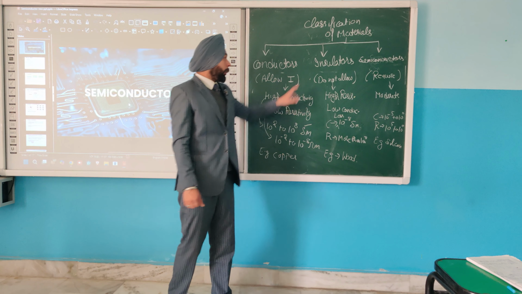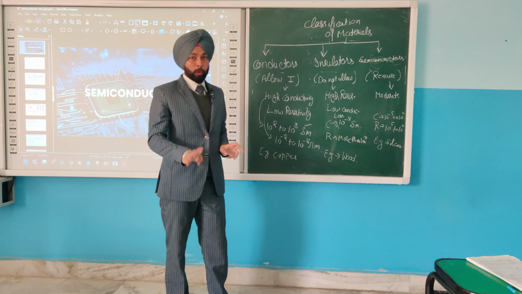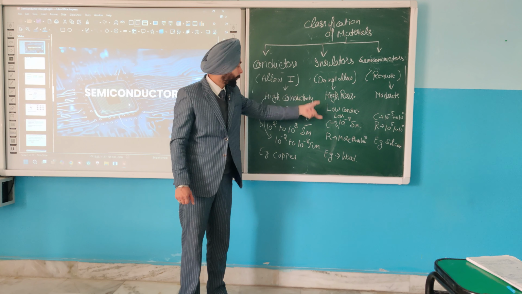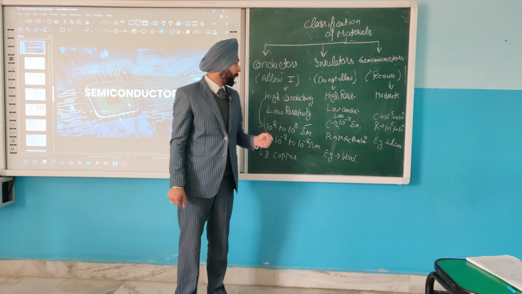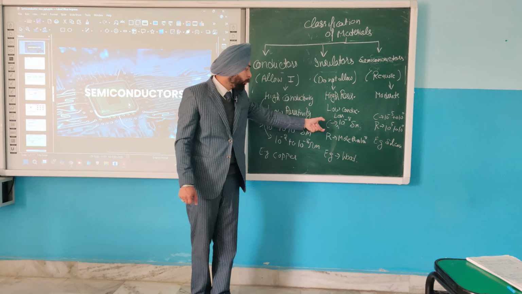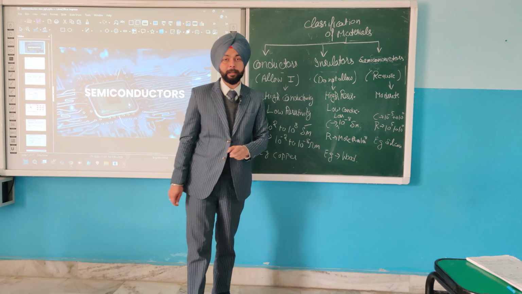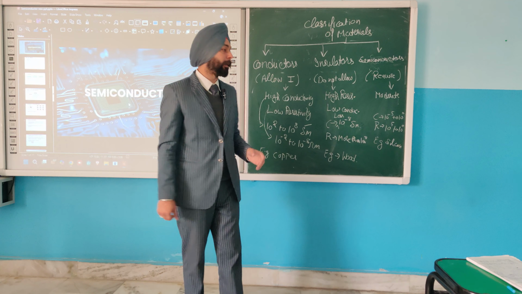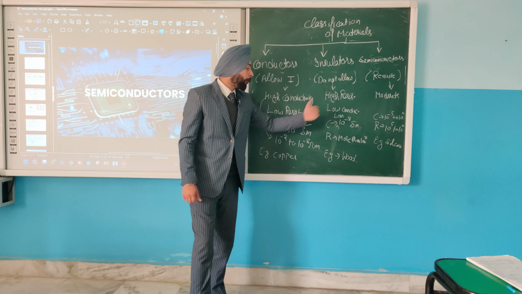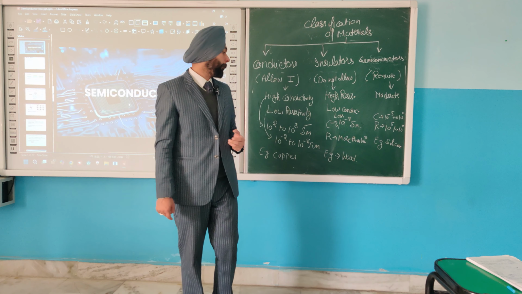Now the next thing is the insulator. High resistivity and low conductivity. What is the value of conductivity? Less than 10 raised to power minus 8 Siemens per meter, and resistivity more than 10 raised to power 8 ohm meter.